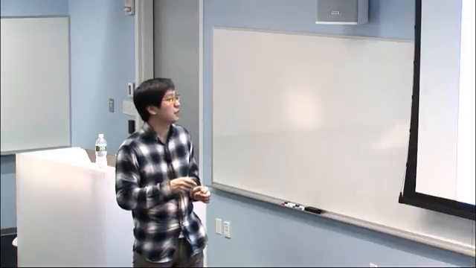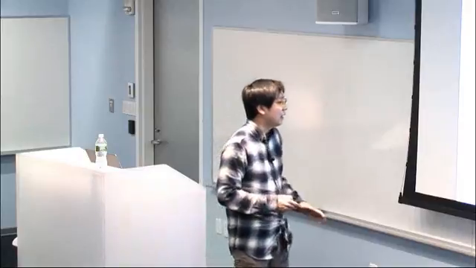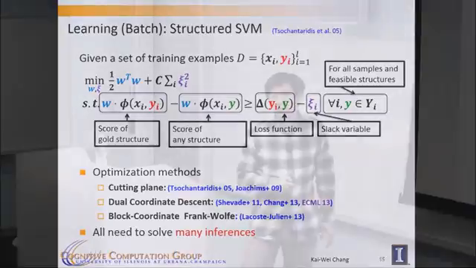So the objective function basically has two terms. This is a regularization term, and this is a penalty term. And C is a parameter to balance these two terms. So it's basically like the SVM. And there are already a bunch of optimization methods proposed to solve this optimization problem, and all of them require solving many inference problems during the learning.